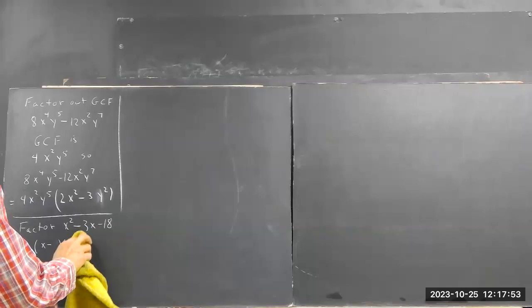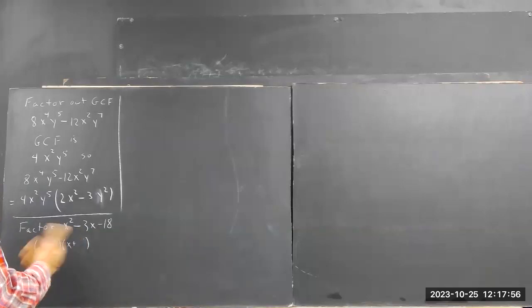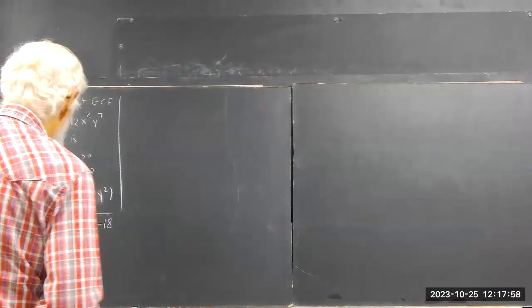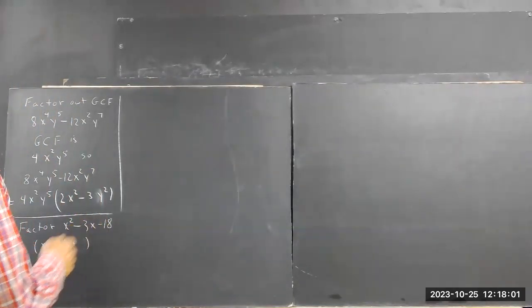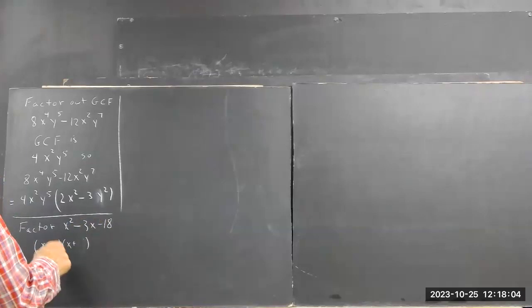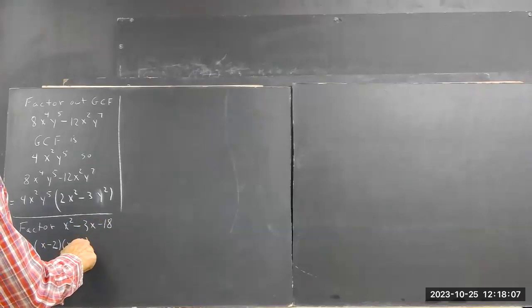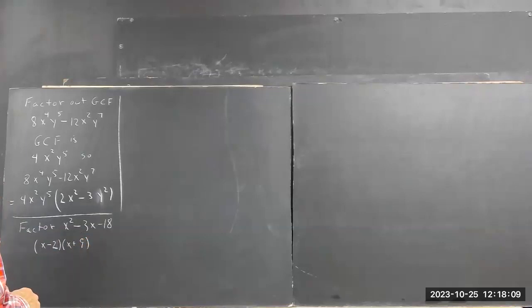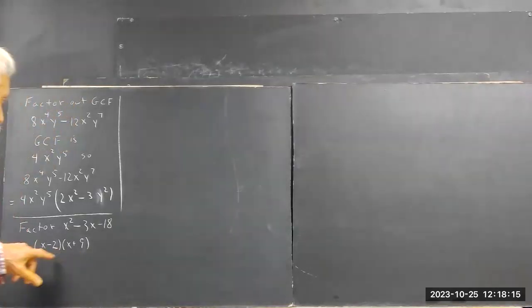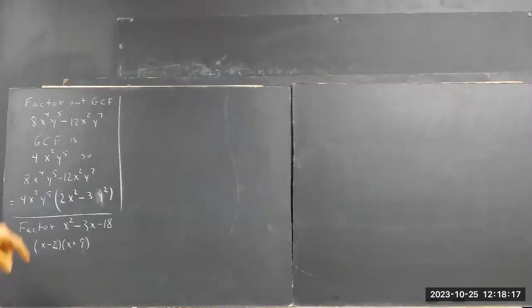Now, I could also put the 18 here and the 1 here. It turns out it'd be the same thing, so I wouldn't do that. Okay. What else multiplies out to give us negative 18? Well, I could use x minus 2 and x plus 9. Okay, x minus 2 times x plus 9. Negative 2 times 9 gives negative 18, but negative 2x and 9x don't add up to negative 3x.